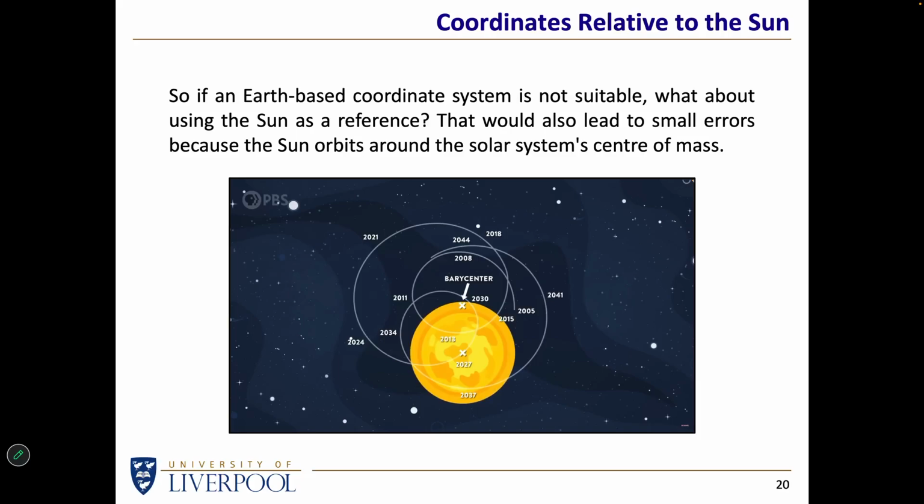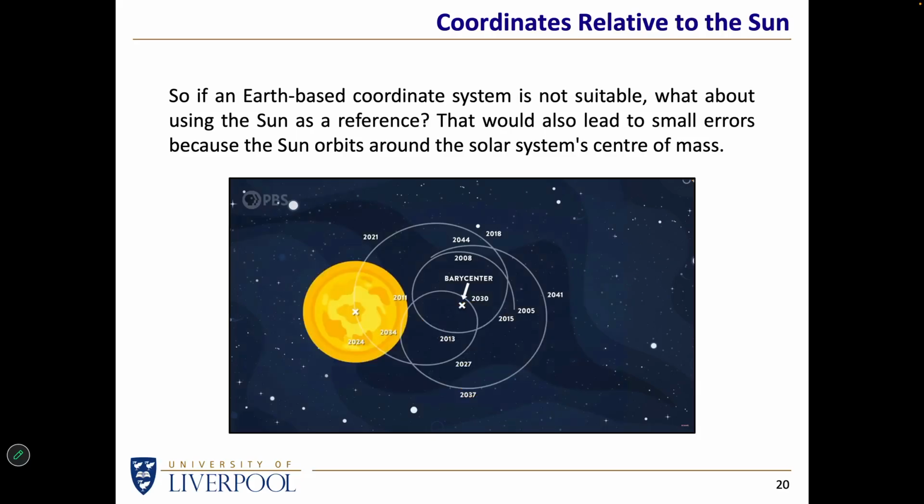Back in the early 2020s, the sun was actually quite a long way from the center of the solar system, simply because all the big stuff, Jupiter and Saturn, were over on the other side of the solar system, and so they were counterbalancing. When Saturn and Jupiter are spread through the solar system, well, the sun is then a little closer to the center of the solar system. So the center of mass of the solar system is called the barycenter.